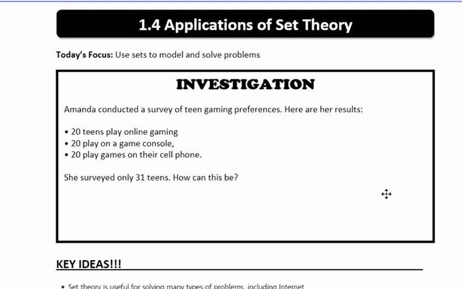Amanda conducted a survey of teen gaming preferences. Here are the results. 20 teens play online gaming. 20 play a game on a game console, like Xbox or Wii or whatever. And 20 play on their cell phone, like Angry Birds or something.